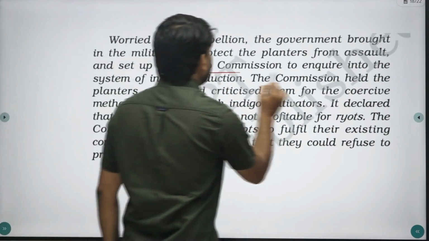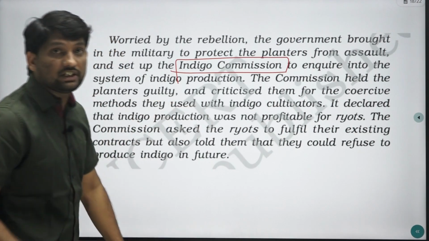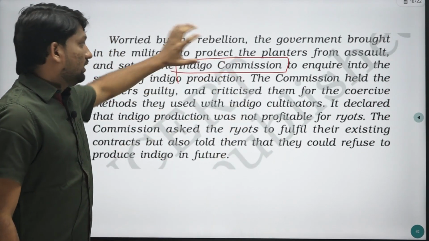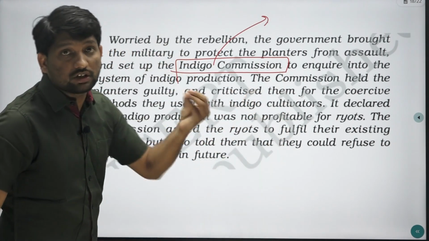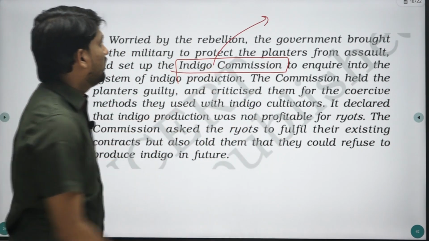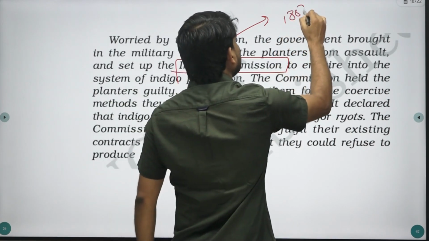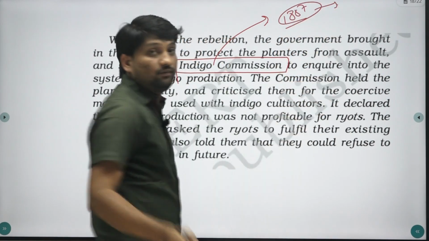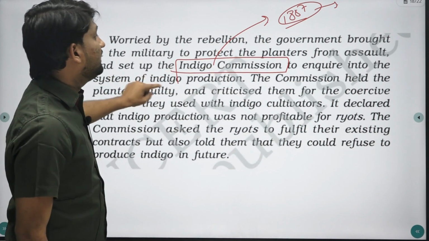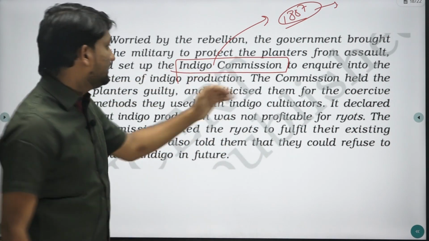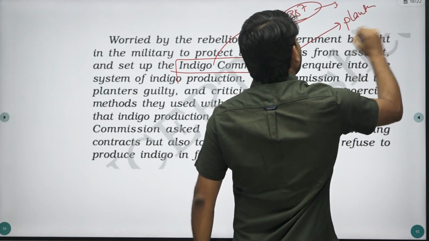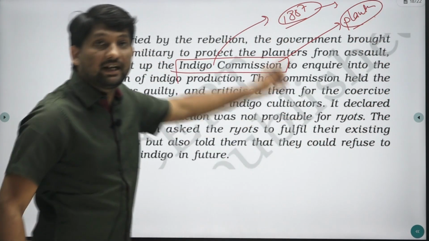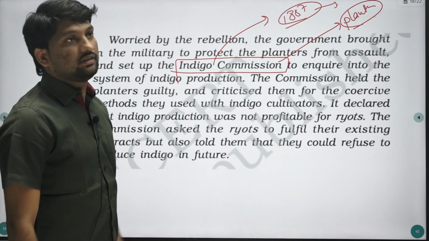Worried by the rebellion, the government brought in the military to protect the planters from the assault and set up the Indigo Commission. If you see, before 1857, there was no such thing as setting up a commission for a small reason. But now, after the 1857 revolt, the government did not want any further revolt. That's why they immediately set up this Indigo Commission, and it finally blamed the planters for the coercive methods used to cultivate indigo.